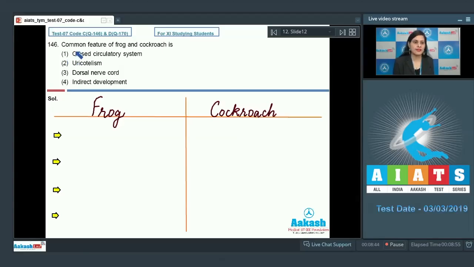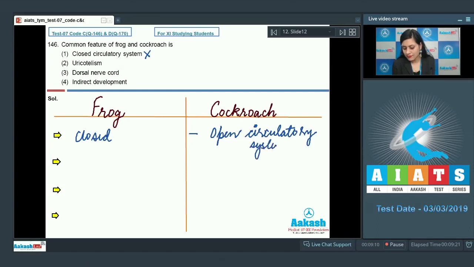Question number 146. Common feature of frog and cockroach is, and the very first option is closed circulatory system. And this is an incorrect option because frog has closed circulatory system but cockroach has open circulatory system, open type of circulatory system. The next option is ureotelism, and this is an incorrect option because frog is ureotelic whereas cockroach is uricotelic.